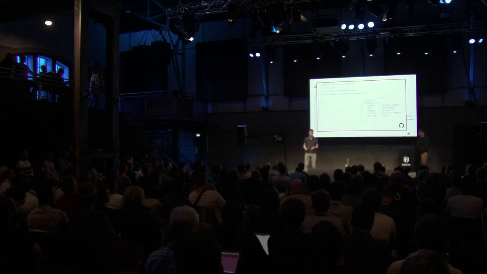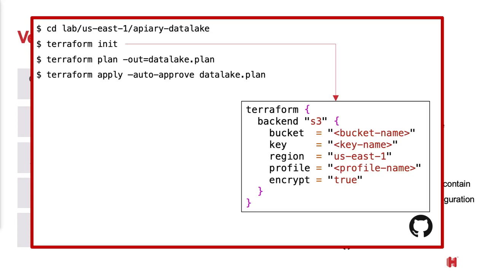Now, if we look at how we actually run this, it's really simple. So we enter one of the directories, so here, lab, US East 1. And we run Terraform init, plan, and apply. And you can see, so this is a reference to the backend file. So it's just pointing out our remote state. And you can see we encrypt the file.